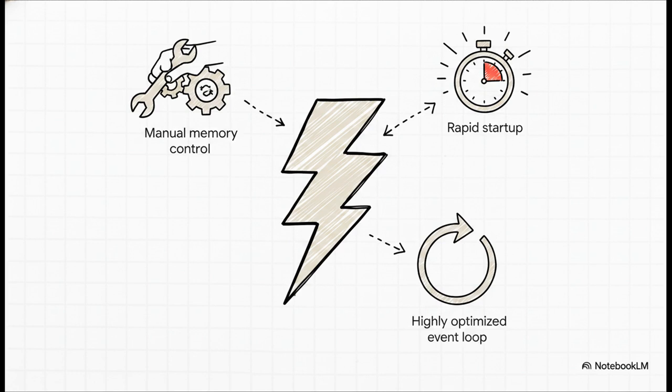First off, Bun is written in Zig, which is a low-level programming language that allows for manual memory management. That means it doesn't rely on the kind of garbage collection that C++ uses, which can sometimes really bog things down.